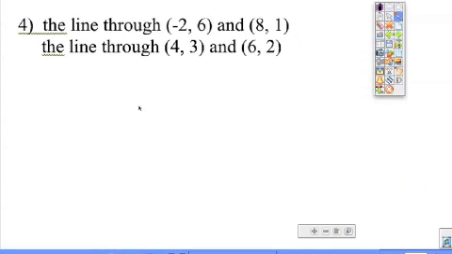What about number 4? The line through negative 2, 6 and 8, 1, and the line through 4, 3 and 6, 2. Well, I need to know the slope of both lines before I can decide if they're parallel or perpendicular. So I'm going to use my formula here. The slope of the first line would be the y, 6, minus the second y, 1, over the x, negative 2, minus the other x of 8. 6 minus 1 is 5, negative 2 minus 8 is negative 10, which gives me a slope of negative 1/2.